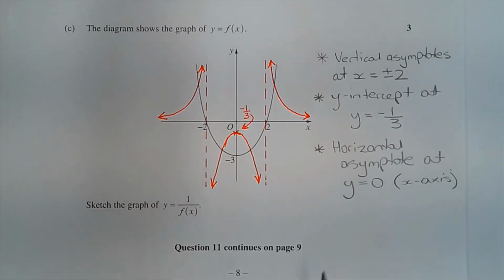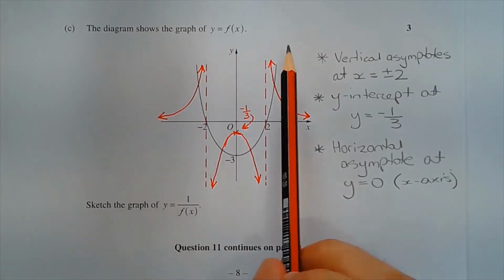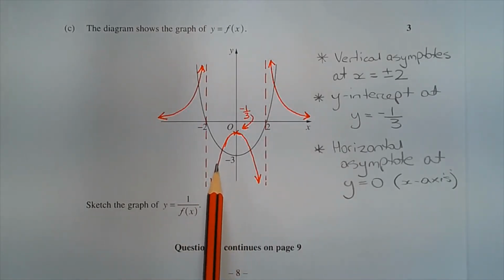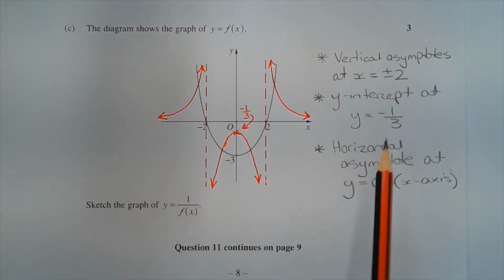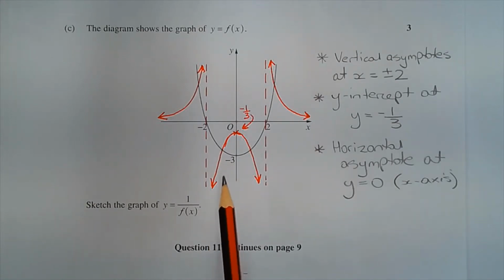The next point to note is the location of the y-intercept of the graph of y equals 1 over f of x. Now in the original graph, the y-intercept is negative 3, and the reciprocal of negative 3 is negative 1 over 3. So the graph of 1 over f of x will pass through the point 0, negative a third, and that's marked on the graph.